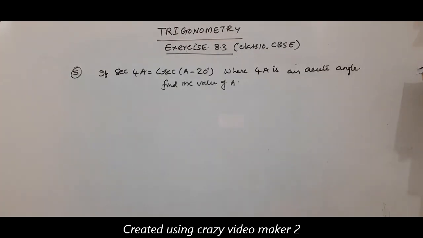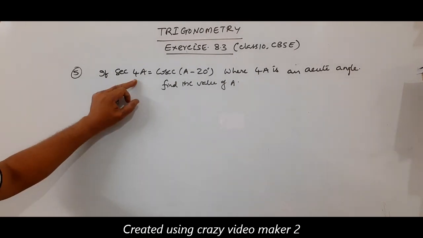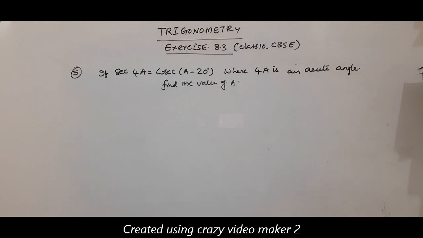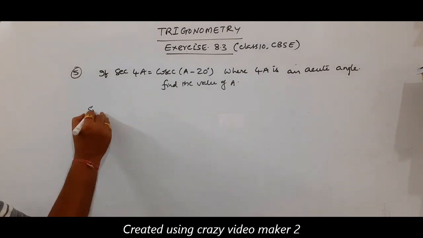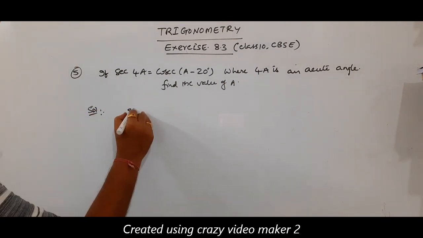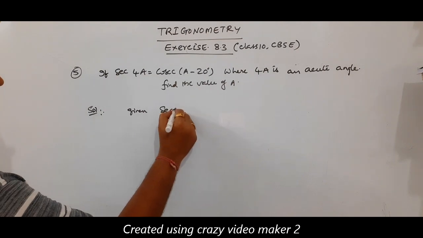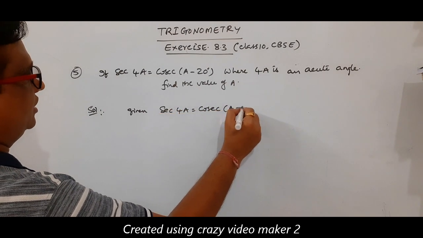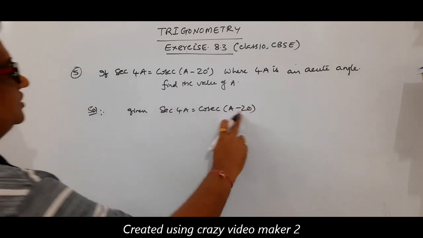In question number 5, secant 4a equal to cosecant a minus 20, where 4a is an acute angle. Find the value of a. So in this solution, given secant 4a equal to cosecant a minus 20. Please remember that this is a minus 20.